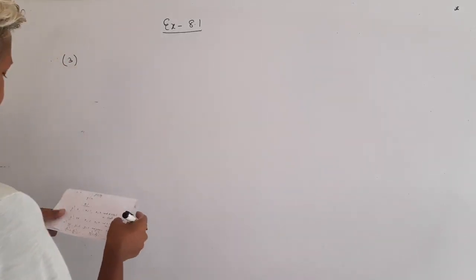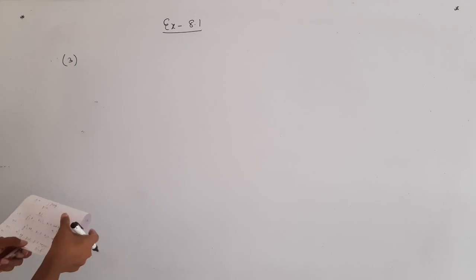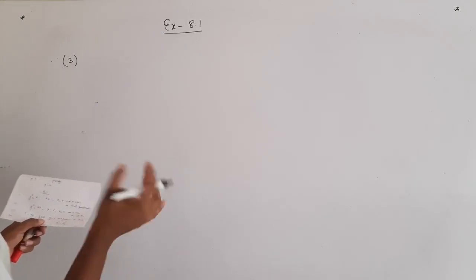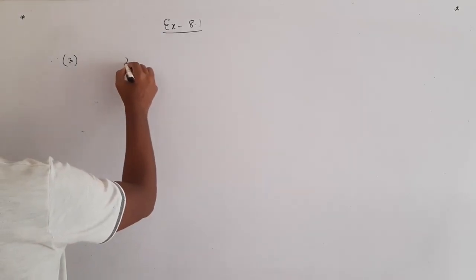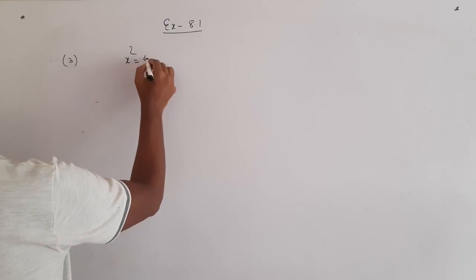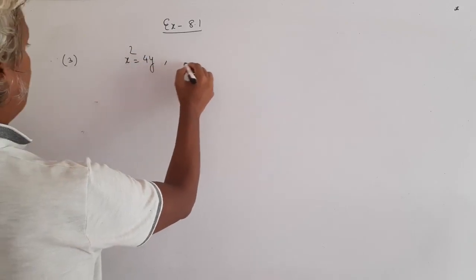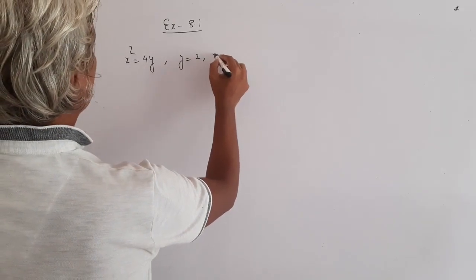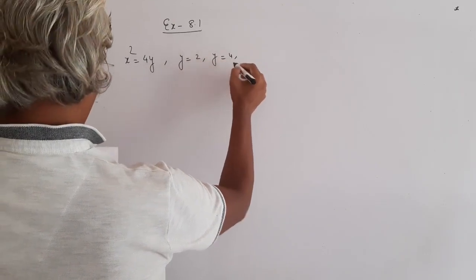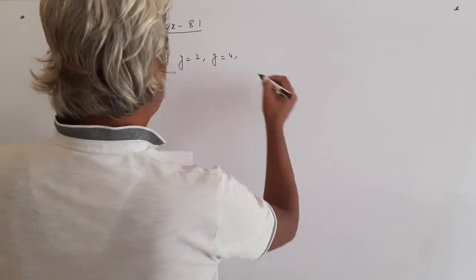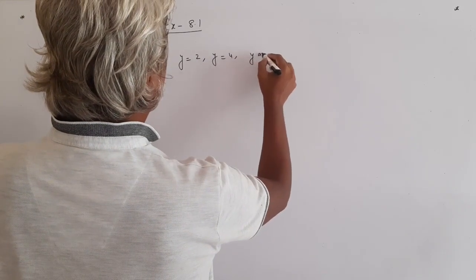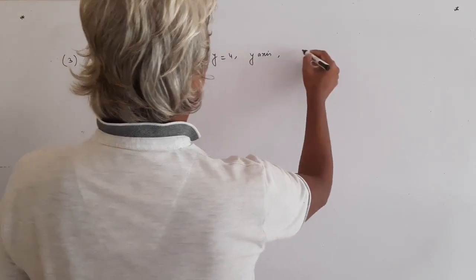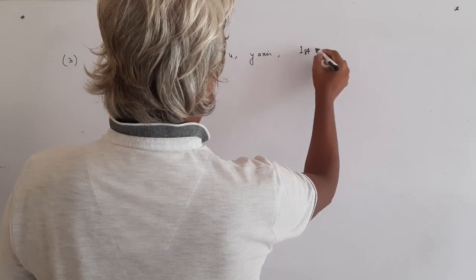Question number 3 is very much similar to the previous one, but the nature is changed. So this curve is x square is 4y. The ordinate values are from y is 2 to y is 4, between them and the y-axis, and the region should be in the first quadrant.